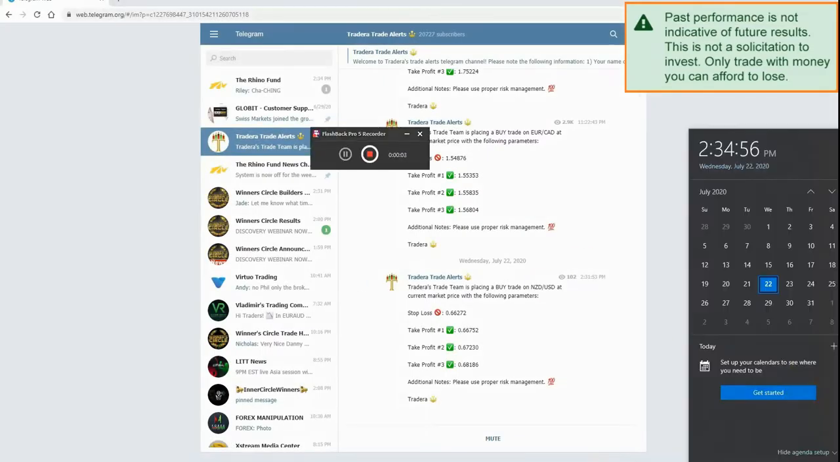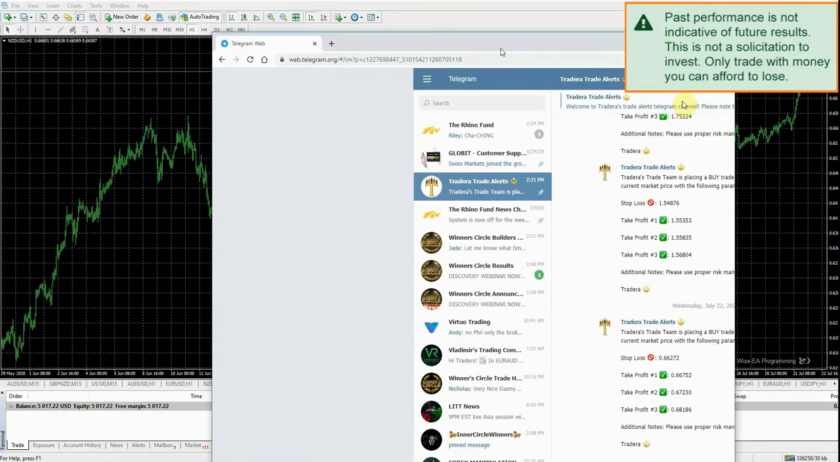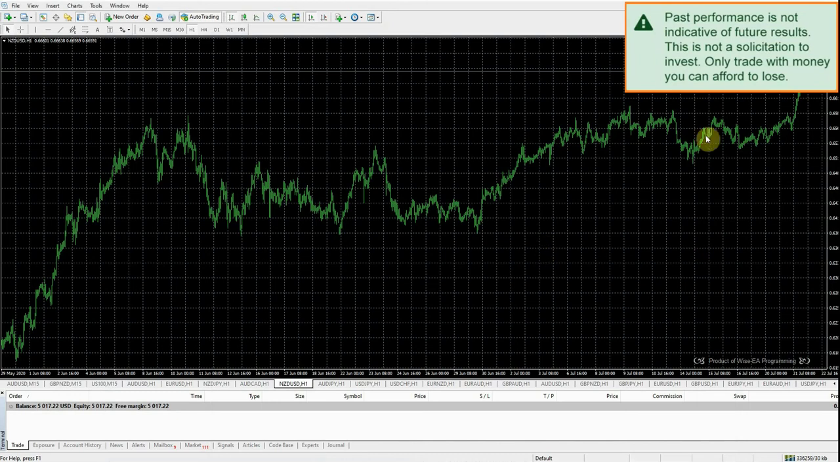Hey folks, today is July 22nd. It's 2:35 in the afternoon. We just got a trade set up from Tradera. As you guys can see here, it's a buy on NZD USD, and it's at 231. So we're just a few minutes late on that. Got a nice pullback. So let's go ahead and jump in.